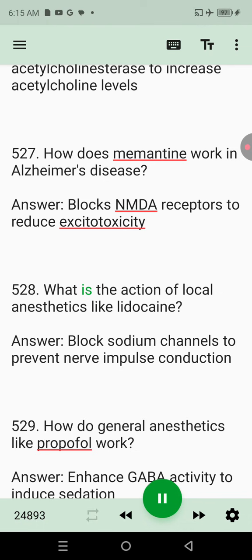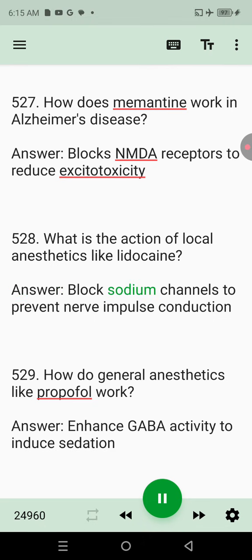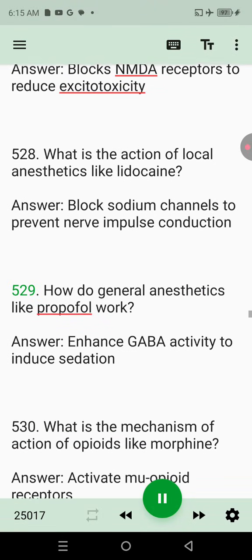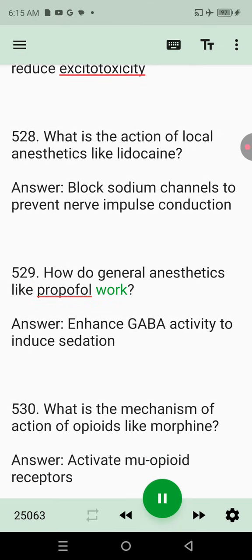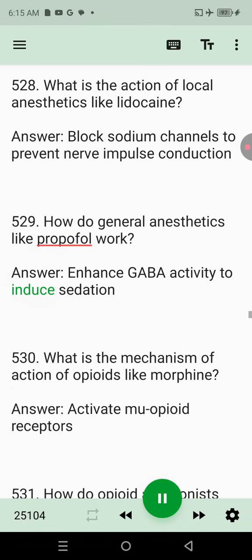528. What is the action of local anesthetics like lidocaine? Answer. Blocks sodium channels to prevent nerve impulse conduction. 529. How do general anesthetics like propofol work? Answer. Enhance GABA activity to induce sedation.